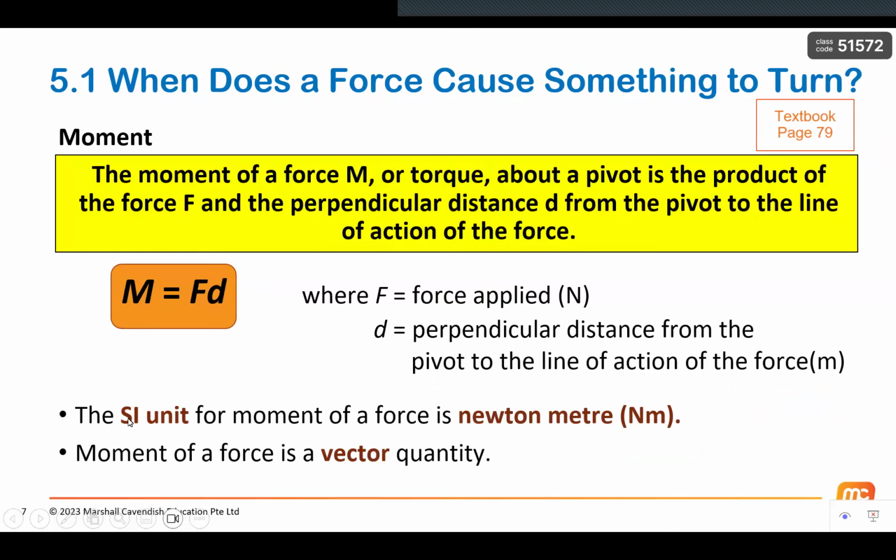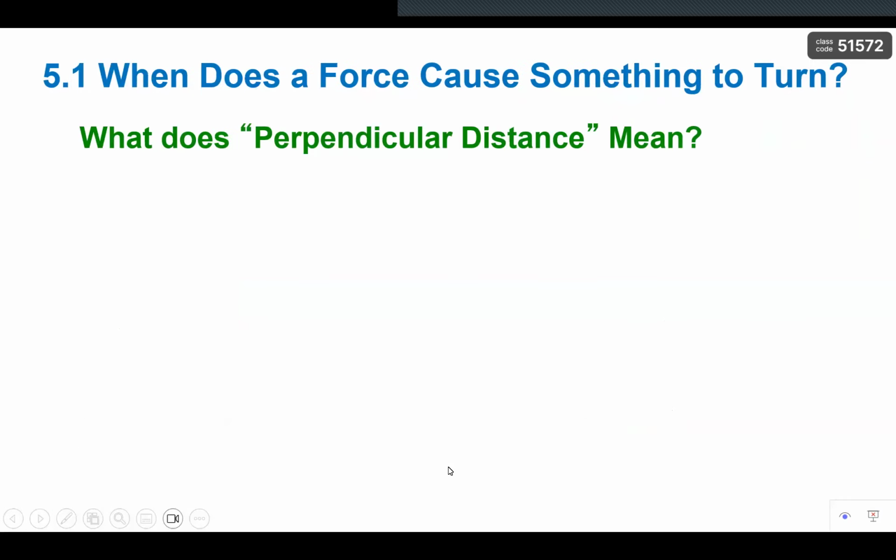And then the moments have SI units of Newton meter because it's force times distance. Force is in Newton, distance is in meter, so it's Newton meter. And it's a vector quantity, but we'll talk about directions of moments later on. Okay, so it says that I need to multiply the force by the perpendicular distance. So what does the perpendicular distance mean?